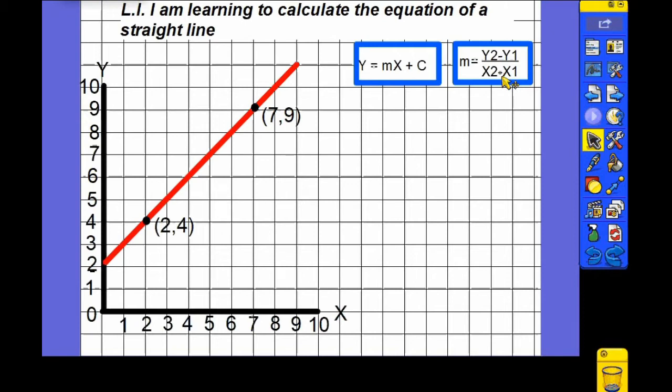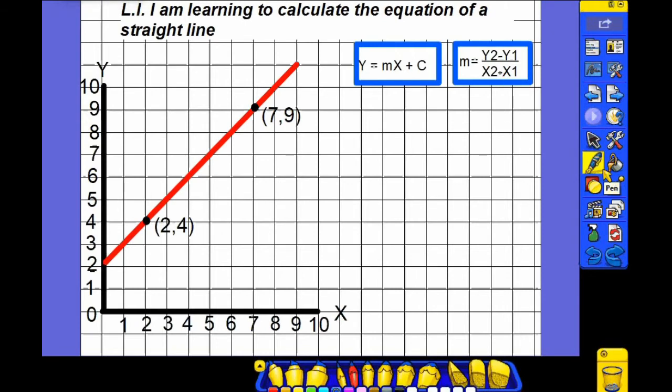So, the equation of a straight line basically describes the relationship between the x-axis and the y-axis. So the equation for all straight lines is written as y equals mx plus c. Now you should know already from your work on gradient that m here basically just means the steepness of the line, or the gradient of the line. And we already know how to work that out.